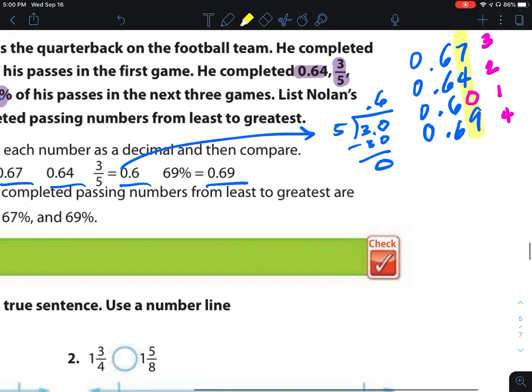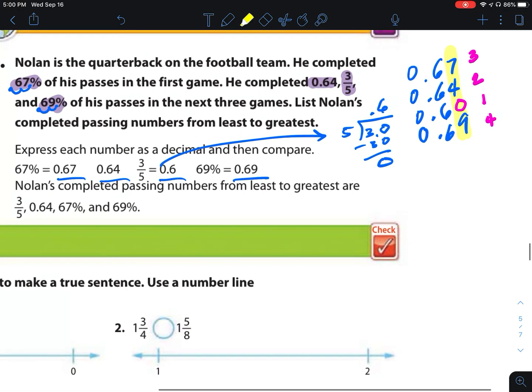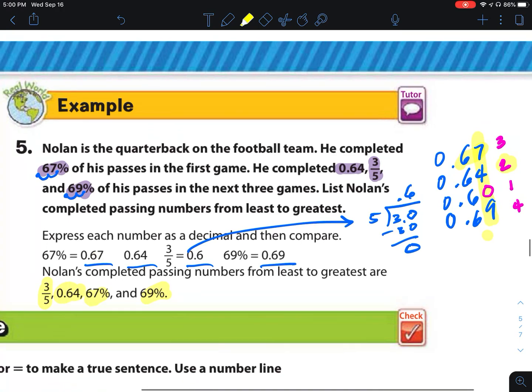So if we do that, we end up with 3/5, which is the least number, which is 0.6. 0.64 is next because that's number 2, right there. 67% is 0.67, and 69% is 0.69. And that's our lesson. Thank you for watching.